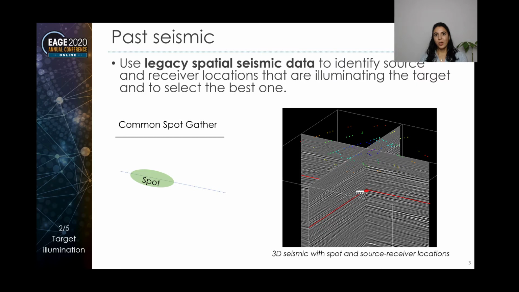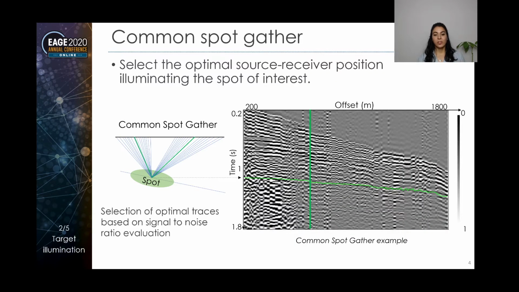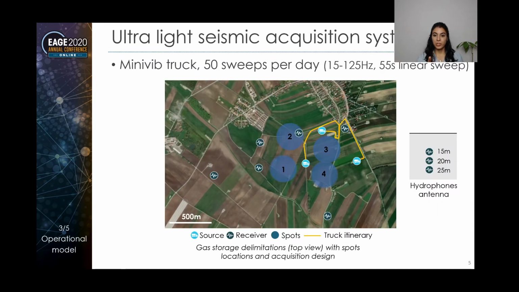So we can perform the ray tracing algorithm on the migrated data to retrieve all the source and receiver locations that have contributed to the final image of the spot. Now that we have these source and receiver locations, we can build the common spot gather from the raw seismic traces and perform the optimum selection based on signal-to-noise ratio and surface constraint so that it would be practical for the truck to go from one source position to the other.